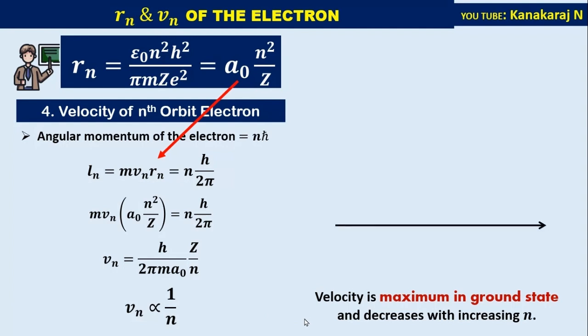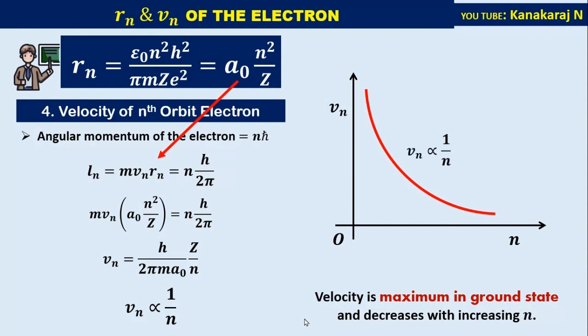On the x-axis, let us take the principal quantum number n, and on the y-axis, let us take the velocity of the electron in the nth orbit. Here we get a rectangular hyperbola, Vn proportional to 1 upon n.